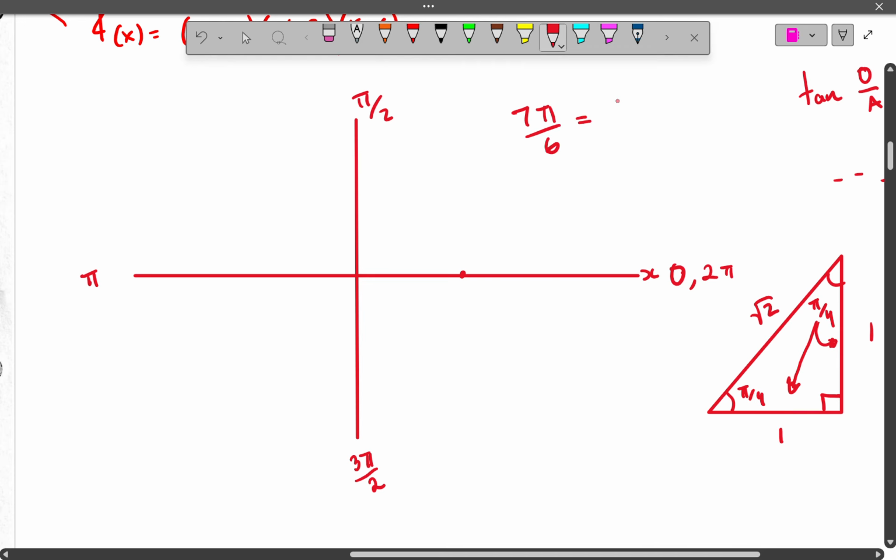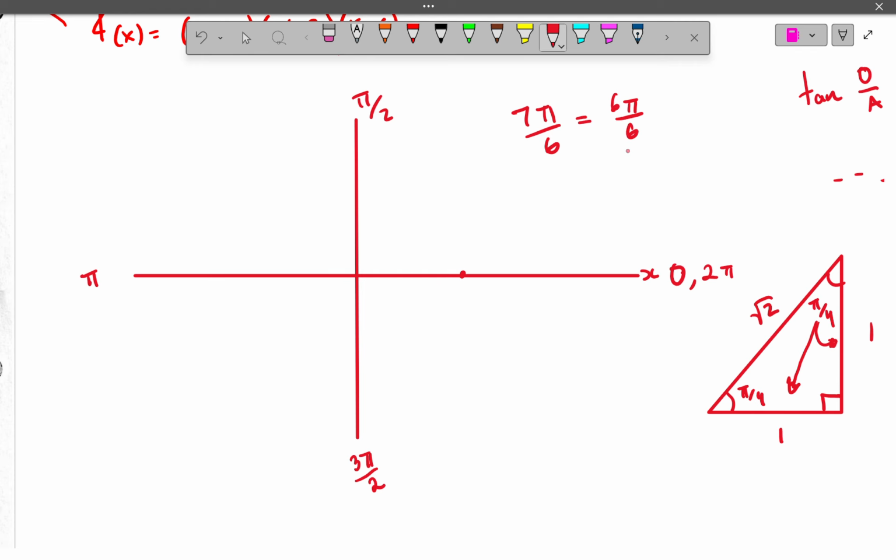7 pi over 6. That's the same as saying 6 pi over 6, which is just the same thing as pi, plus pi over 6. So in other words, we're starting at 0. We rotate through an entire half rotation, or that's pi. So we started from 0, we went to pi. And then we're told to continue another pi over 6 more. So that's going to be a sixth of what we have here. So just roughly speaking, that's going to be somewhere down here. And so that's going to be a total rotation of 7 pi over 6.